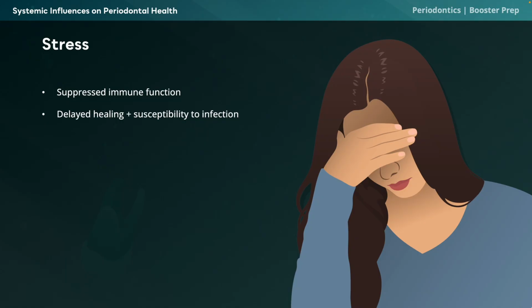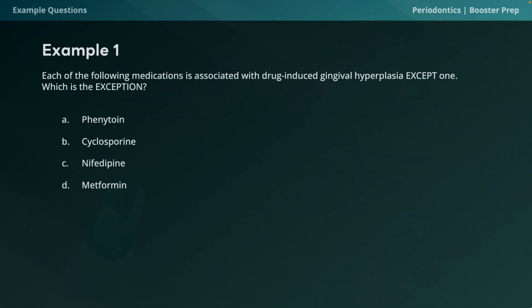So let's reinforce everything we just learned with a practice problem. Each of the following medications is associated with drug-induced gingival hyperplasia except one, which is the exception. As always, pause the video if you need some time, but the answer is D, metformin. This should have been an easy one, guys.